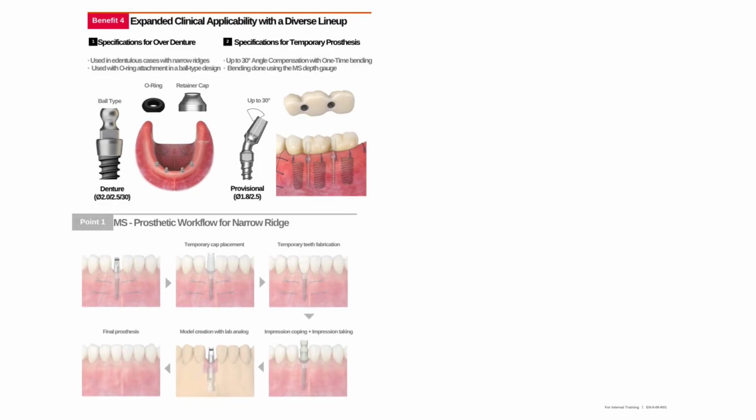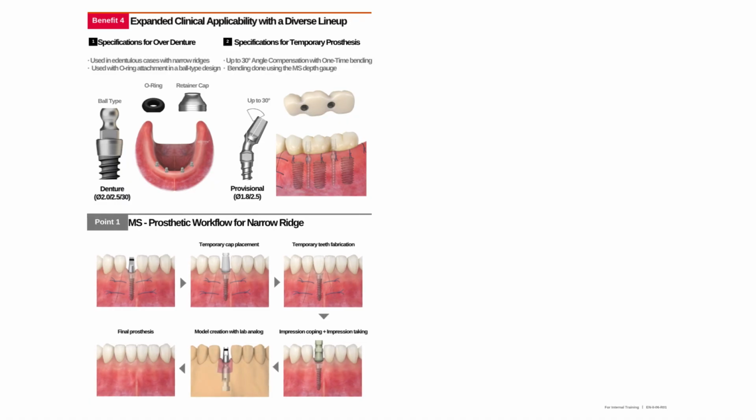Next, let's briefly look at the prosthetic workflow for the MS narrow ridge system. After placing the MS implant, a temporary restoration can be fabricated by connecting a temporary cap to the implant. Because fixation can be achieved without additional cementation, it can be used conveniently. In cases where the interdental space is too narrow to use a temporary cap, a temporary restoration may also be fabricated directly with resin. At the final prosthetic stage, the impression coping is connected to the implant, and after taking the impression, a working model is fabricated to proceed with the final restoration.